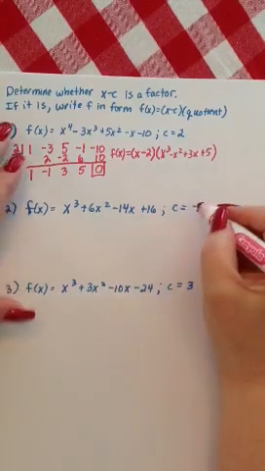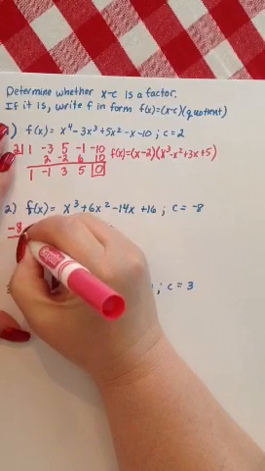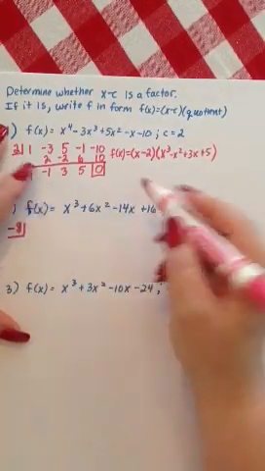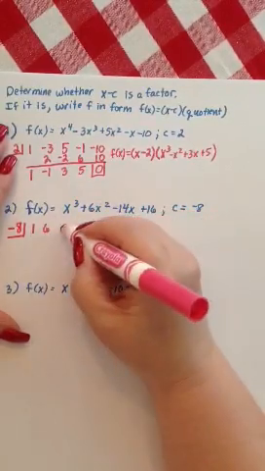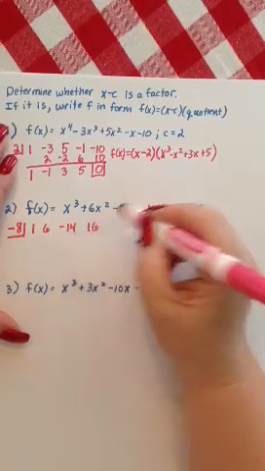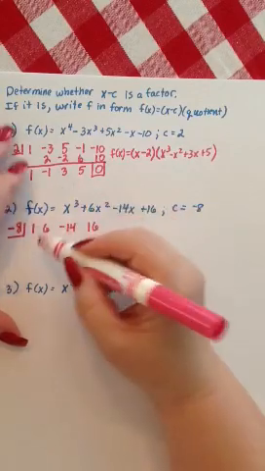All right, let's do our next one. So in the next one, I'm going to put negative 8 in the corner here, and I'm going to write down the coefficients. It doesn't look like I'm missing any, so I put 1 for x cubed, 6 for x squared, negative 14 for x to the 1st, 16 for the constant. 3rd degree function, I should have 4 terms. 1, 2, 3, 4, and I do.